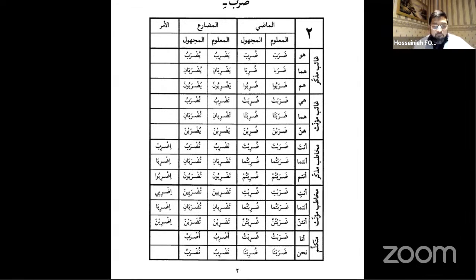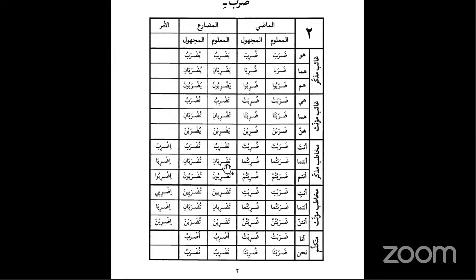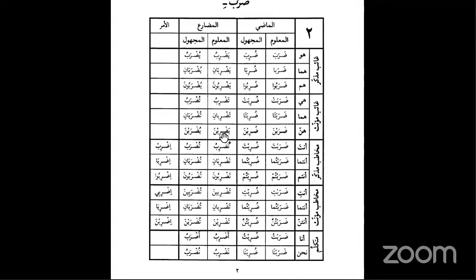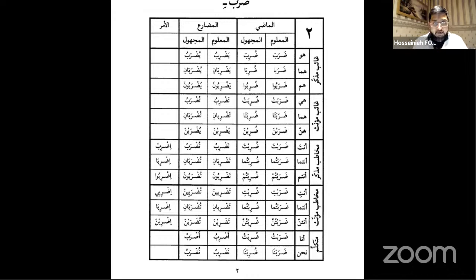That's fine. Okay, now, first of all, can you conjugate the 14 forms for me first? Okay, so Yadribu, Yadribani, Yadribuna, Tadribu, Tadribani, Yadribna. Oh, sorry. Yes, Yadribna, Tadribu, Tadribani, Tadribuna, Tadribina, Tadribani, Tadribna, Adribu, Nadribu. Excellent.